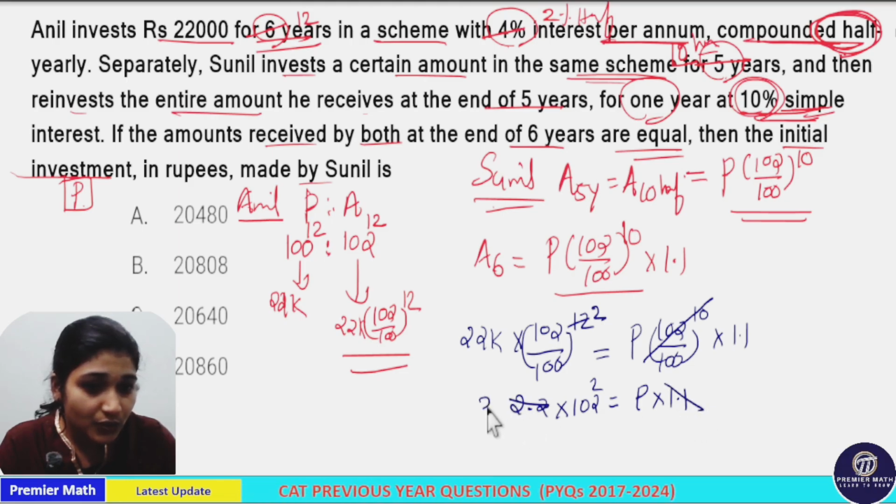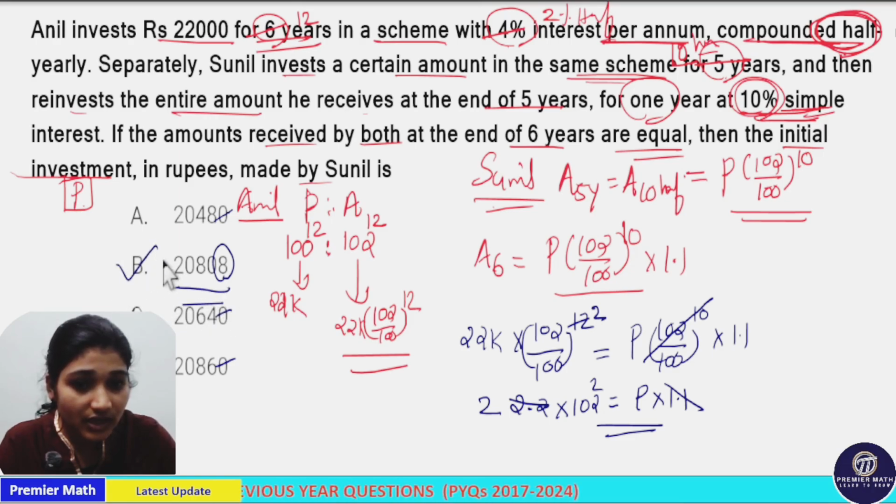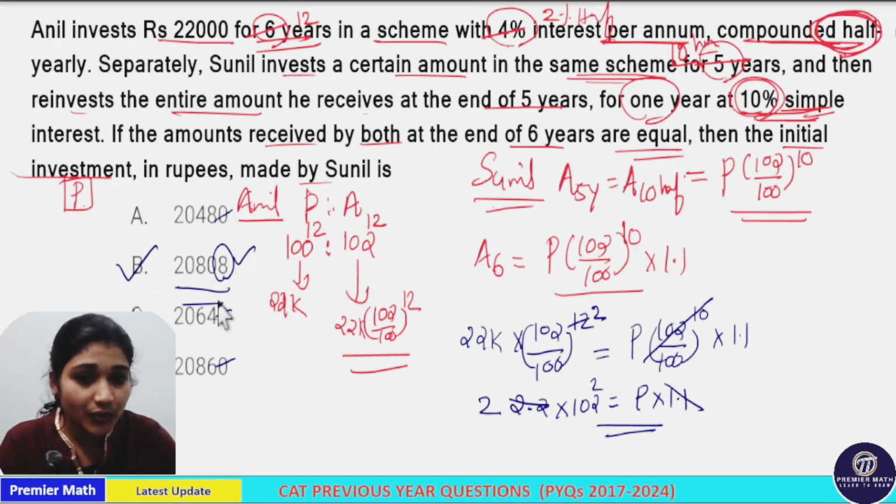1.1 goes 2 times in 2.2. So 2 into 102 squared is equal to principal. So if you look at the unit digit, 4 into 2 is equal to 8 here. All others cancel, which means option B is your answer. 20808 is the investment.